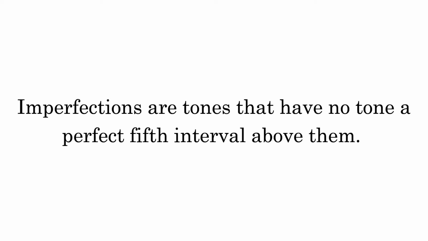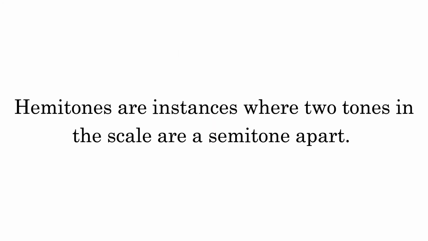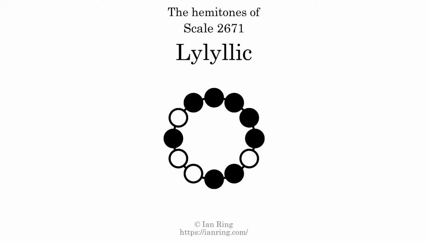Imperfections are tones that have no tone a perfect fifth interval above them. This scale has 4 imperfections. They are at positions here, here, here, and here. Hemitones are instances where 2 tones in the scale are a semitone apart. This scale has 5 hemitones. They are at positions here, here, here, here, and here.